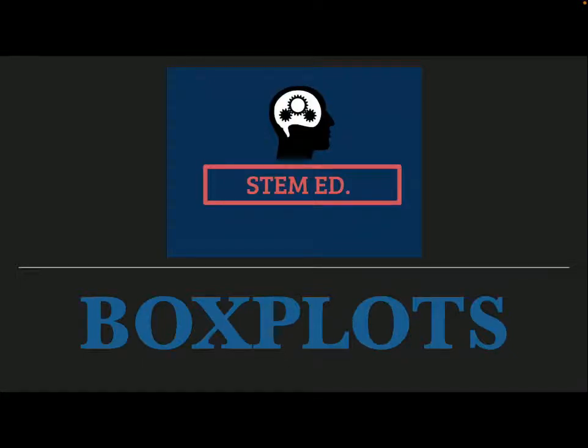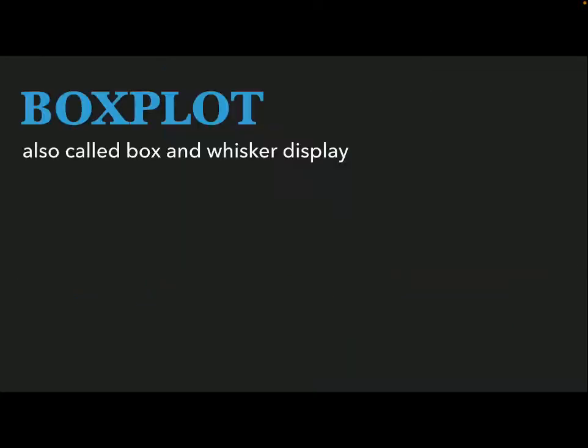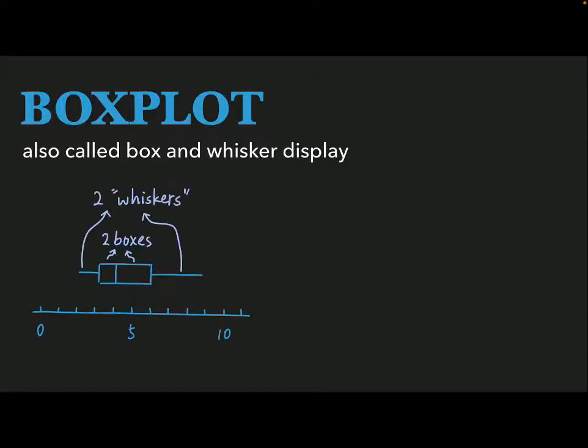Today we will be talking about Boxplots. Boxplots has an alternative name, the box and whisker display, because as shown below, it consists of two boxes along with two whiskers. In this way, it provides a visual representation of the dispersion of a distribution. Later in the video, we will talk about how Boxplots relates to the dispersion of a distribution, and how it describes a distribution.